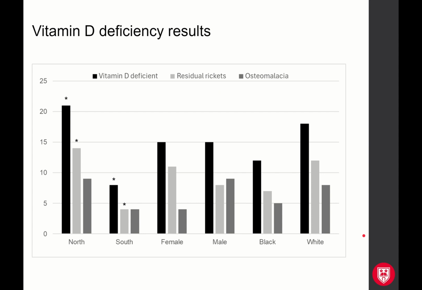Here is presence of vitamin D deficiency and different biocultural variables. The stars on the top indicate significance using chi-square, looking at the intersectionality of variables. So north and south, this would be lived childhood. So they grew up and spent their childhood in the north or the south. These were considered statistically significant with vitamin D deficiency and with residual rickets. Sex and social race were not considered significantly different.